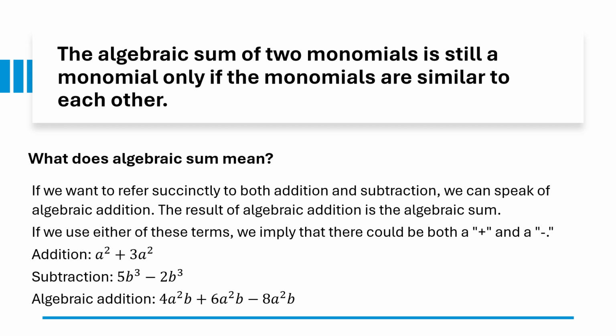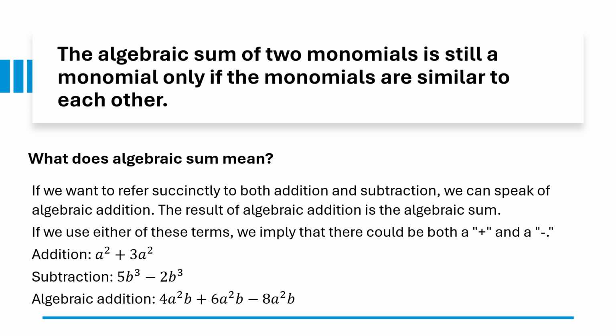So let's do some examples. Addition: a squared plus 3a squared. This is a normal addition, and then we will see how to find the result. Subtraction could be 5b cubed minus 2b cubed. Okay, here we have plus, minus. This is pretty straightforward. An algebraic addition is 4a squared b plus 6a squared b minus 8a squared b.